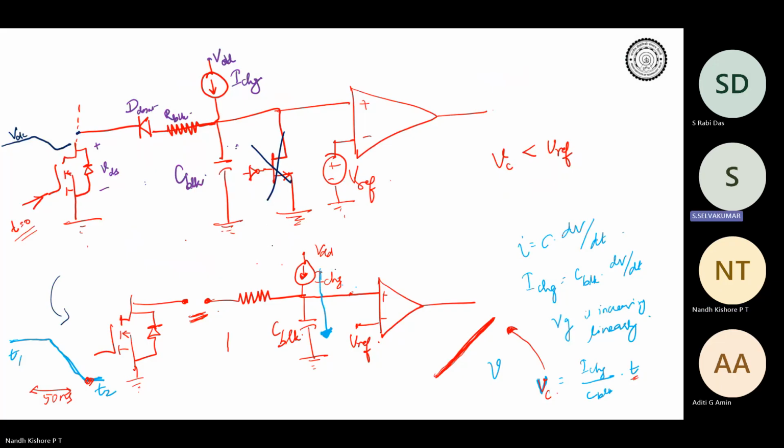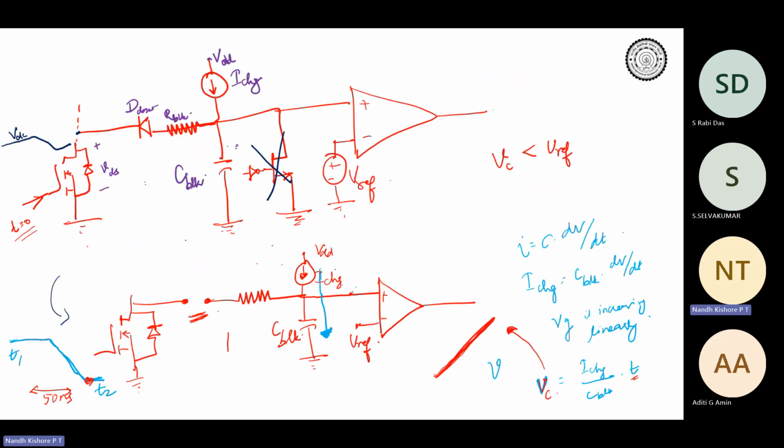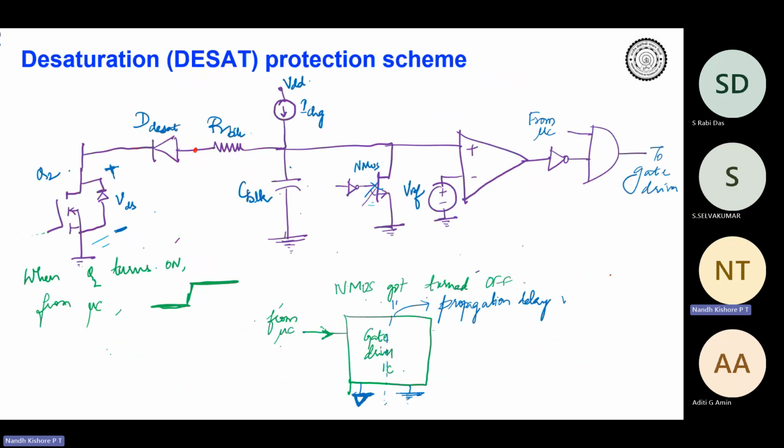Yes, sir. We can reduce that propagation delay in a different way. Then your propagation delay is reduced. Even after that, you have to wait. Ideally, let's take the propagation delay inside the gate driver as 0.